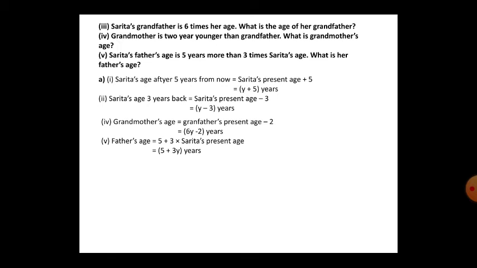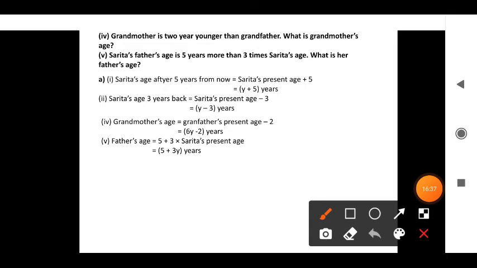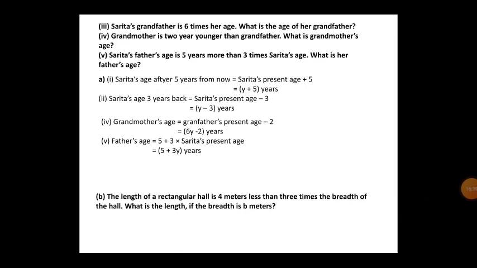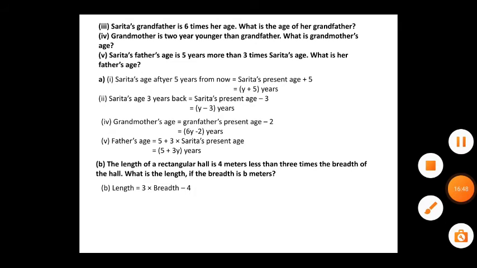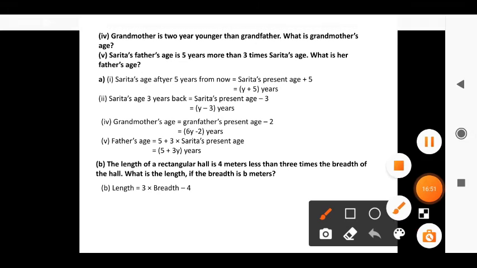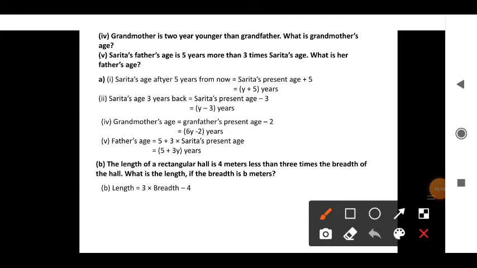Grandmother's age equals grandfather's age minus 2. What is the grandfather's age? Sarita's grandfather is 6 times her age, which means 6y. Grandmother's age equals grandfather's present age minus 2, because grandmother is 2 years younger. Younger means smaller than grandfather. Grandfather's age is 6y, so grandmother, 2 years younger, is 6y minus 2 years.